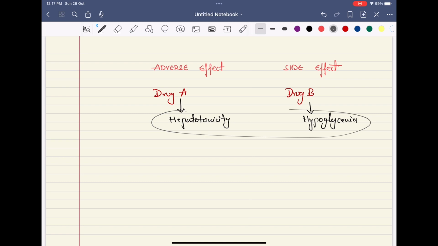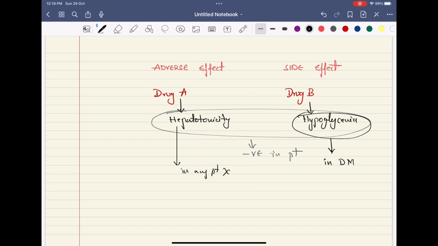Both these effects are negative effects in the patient, but this effect of the drug can be used for therapeutic use in diabetic patients. This effect I cannot use in any patient. Why should I harm the patient's liver?